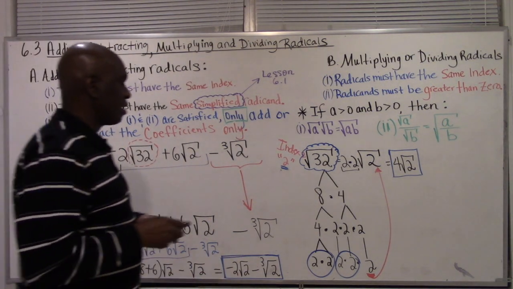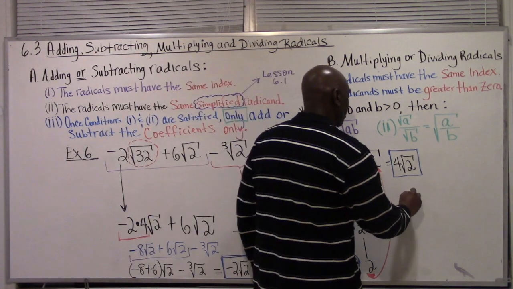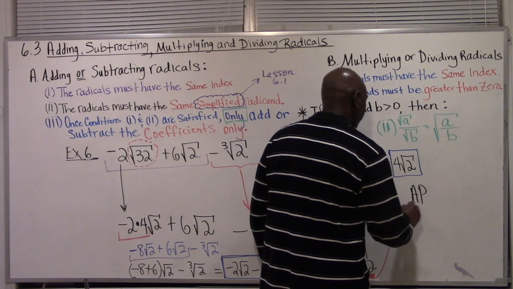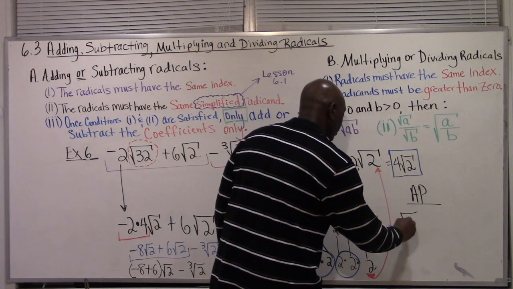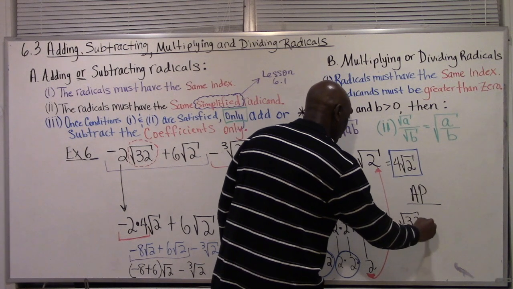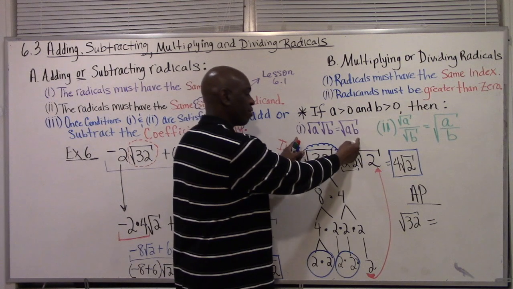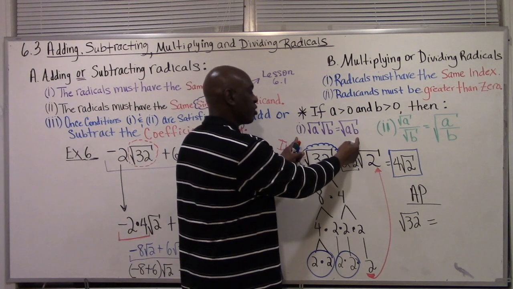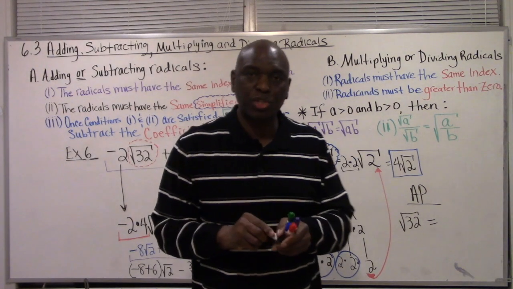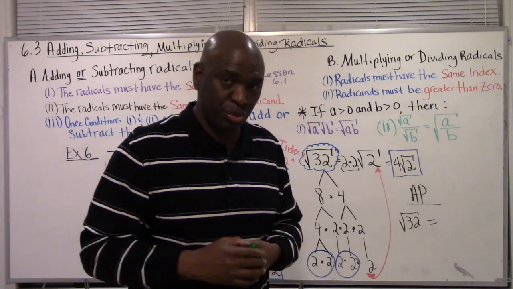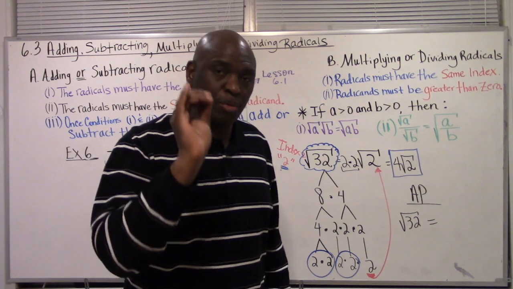Now, I told you I was going to show you how to do this the AP way. Check it out. For my AP students, the square root of 32 equals. So now you go back to this purple right here. Go back to the purple. What you have to do is know what is the largest perfect square that's divisible by 32? What is the largest perfect square that's divisible by 32?